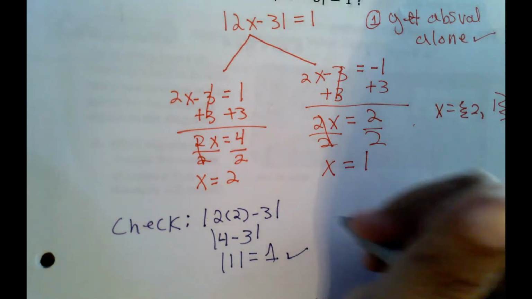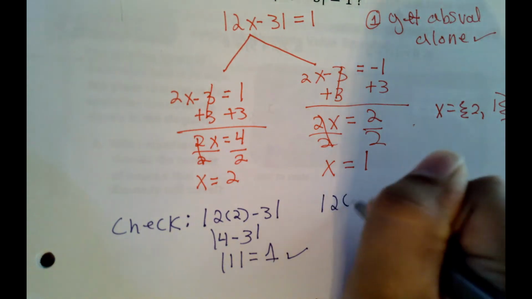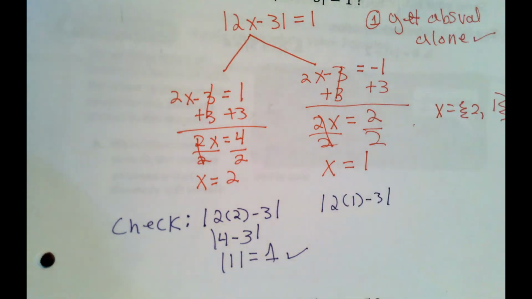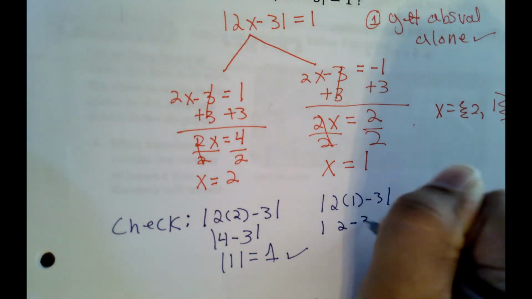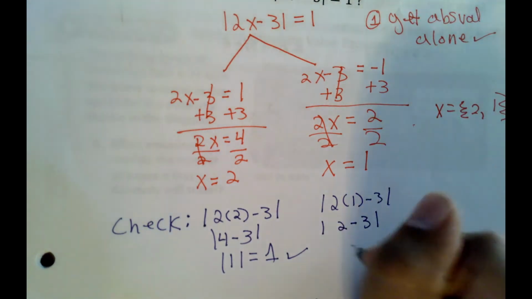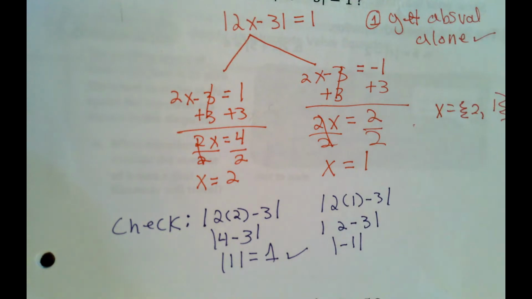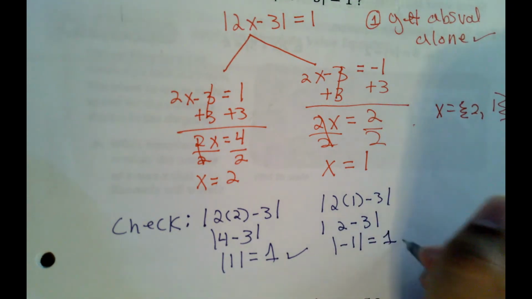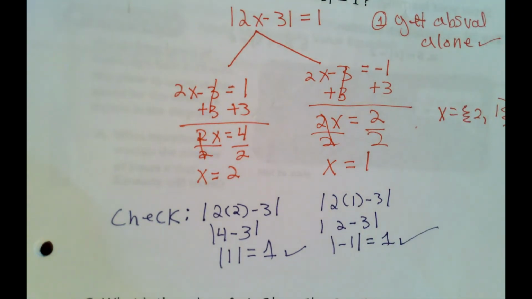Let's try it out over here. 2 times 1 minus 3. 2 times 1 is 2 minus 3. 2 minus 3 is negative 1. And the absolute value of negative 1 is in fact 1. Yay, guys, we did it.